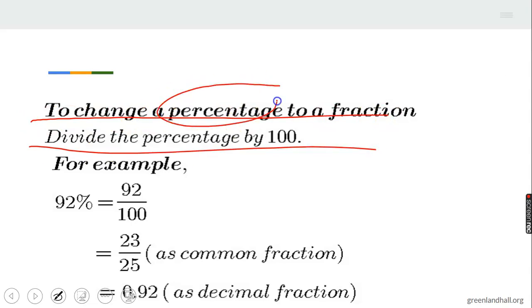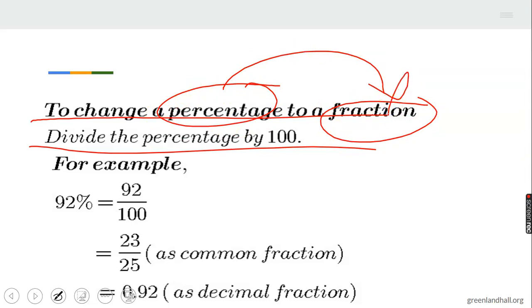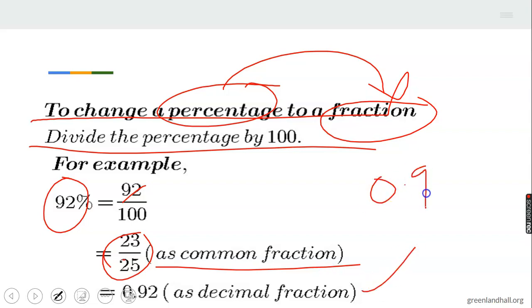Just like moving from fraction to percentage in the previous slide, now look at when you have 92%, that means you divide it by 100. You have 23 all over 25 as common fraction, and as decimal fraction you have 0.92. That is how to change from percentage to fraction.